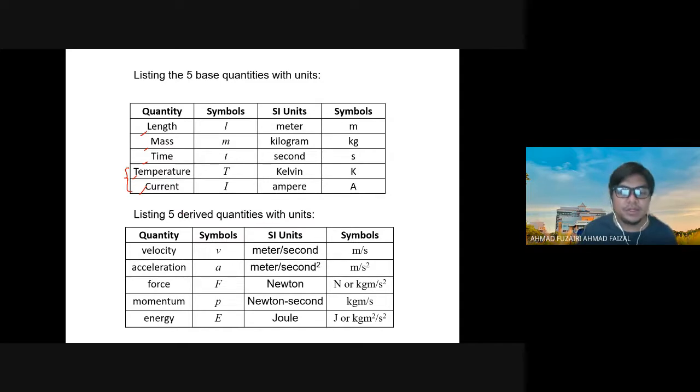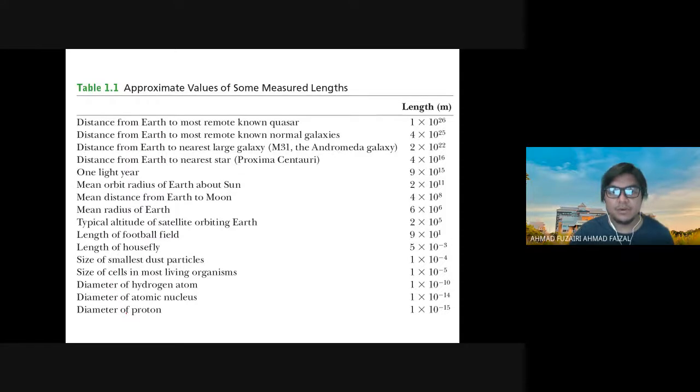So these are the derived quantities, which you have obviously already seen: velocity, accelerations, force, momentum, energy. Any quantity that is not a base quantity is called a derived quantity. So remember, just use that word. Let's say, what is momentum? Momentum is not a base quantity, therefore it is a derived quantity. Simple.